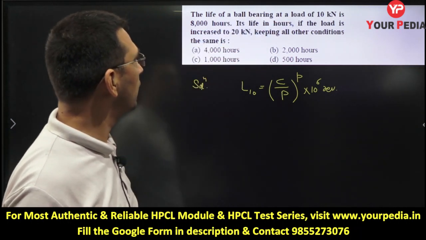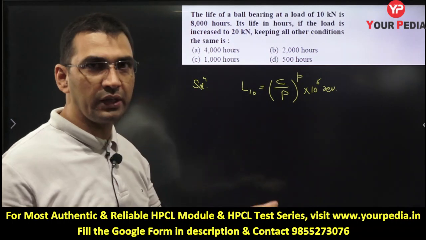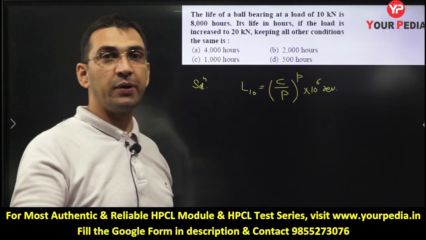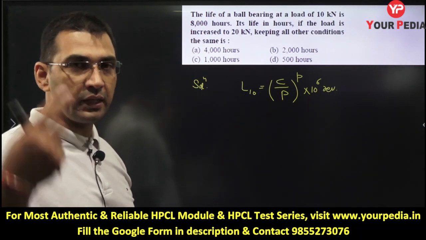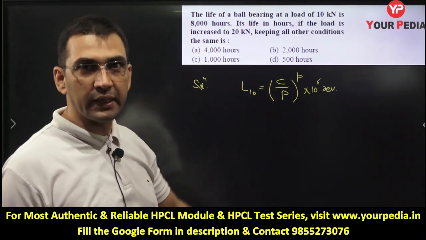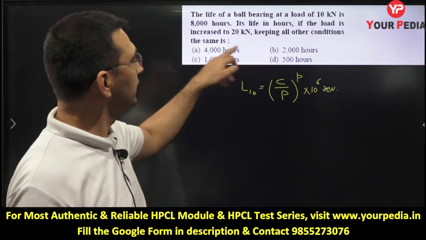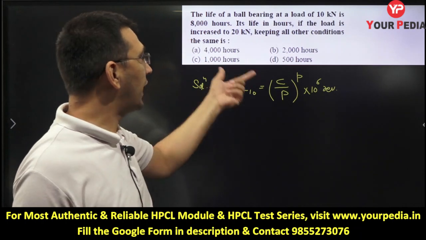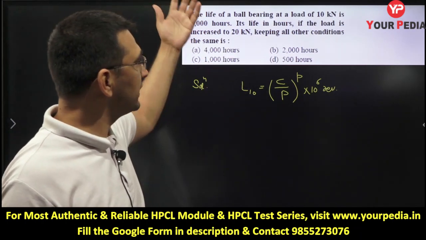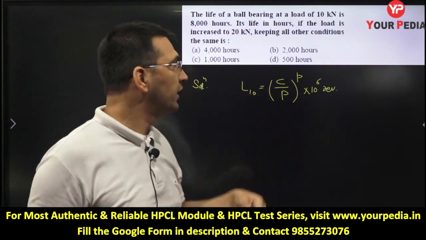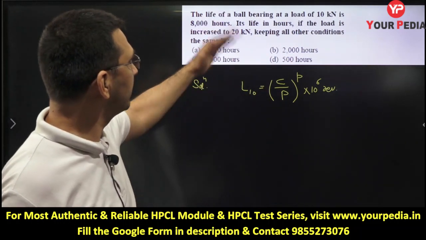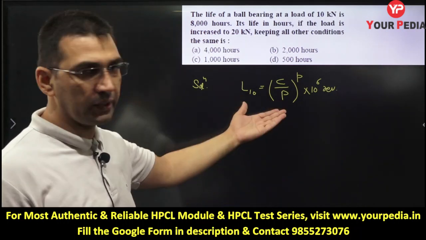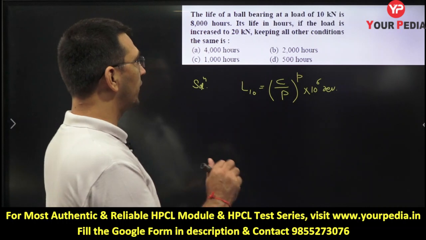Will it increase or decrease? Obviously, if you increase the load, life is going to reduce. Life means the number of cycles it will complete before the appearance of the first fatigue crack. If you increase the load, the crack will appear sooner, so the life will reduce. In this case, since all the options given here are less than 8000 hours, you have to calculate. But sometimes, if the examiner didn't think much about it, and gives options such that all options are greater than 8000 and only one option is less than 8000, then you don't even need to calculate, you can directly get the answer. You can think that way also.